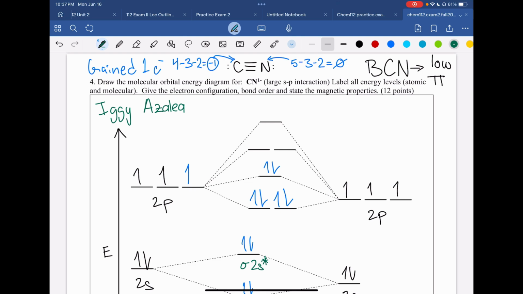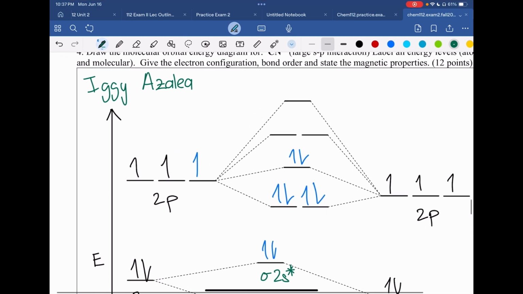Okay. So this is how to memorize the pies. So it is your pi 2py and your pi 2pz. And if it's just one line, it's considered as sigma. So it's your sigma 2px, right? Because that's the other one you don't have to know. Okay? Pi 2py star, pi 2pz star, and that's your sigma 2px star.